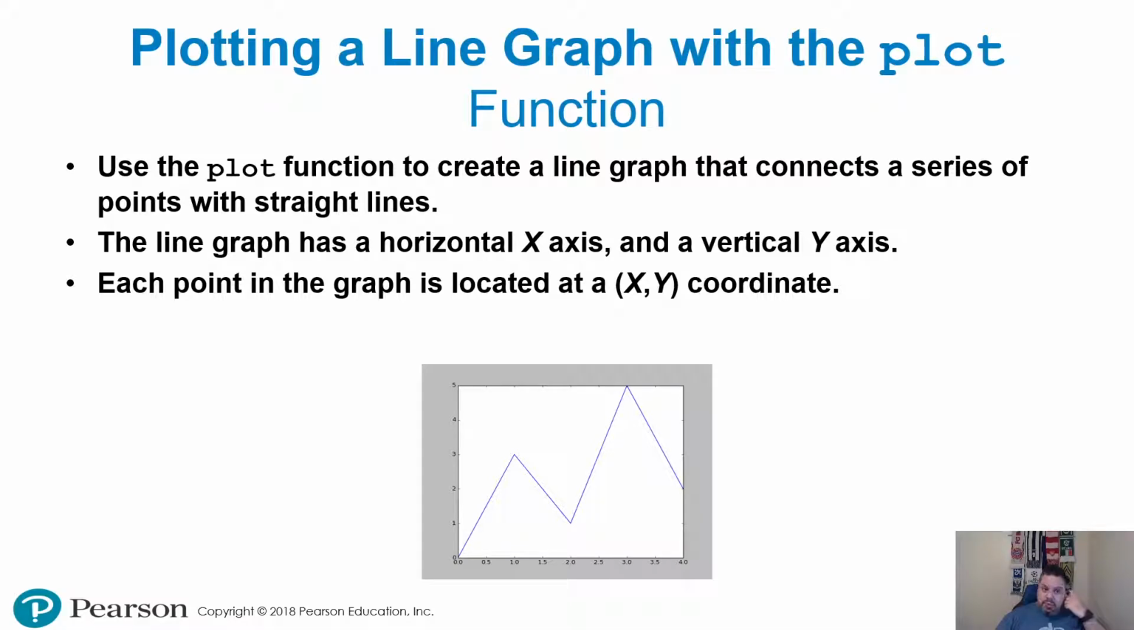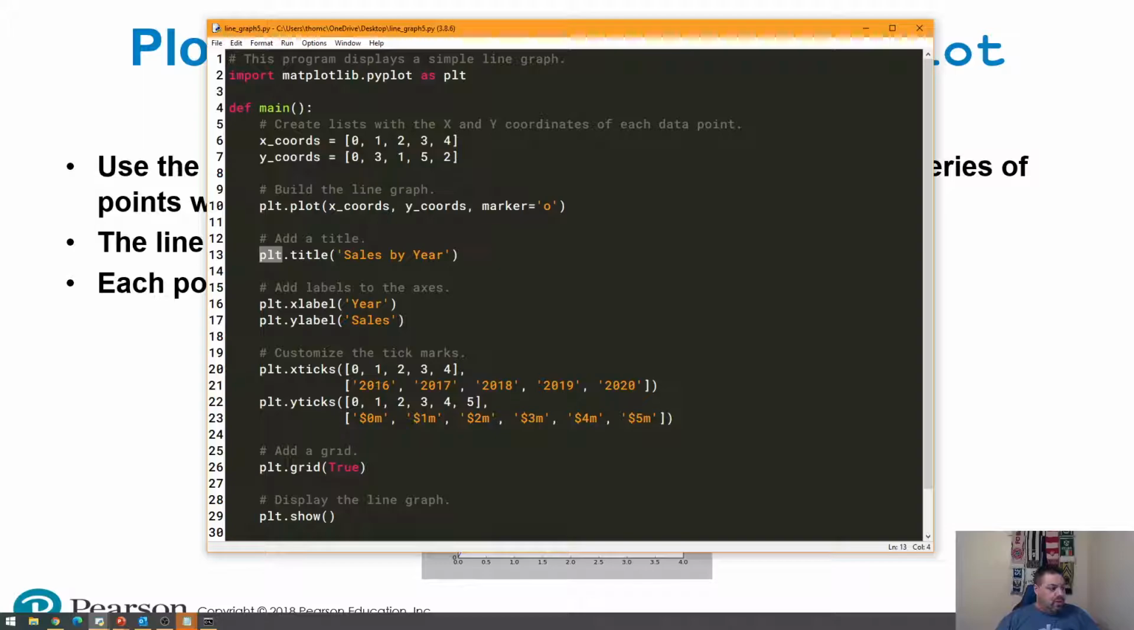So I'm going to go through. There's a couple different functions. The plot function. There's a function that shows the actual graph. There's a function that labels all the data labels and all the coordinate labels. So basically, we're going to use a plot function to create a simple line graph that will effectively just draw whatever data we have. So we have x coordinates equals 0, 1, 2, 3, 4. The y coordinates equals 0, 3, 1, 5, 2.